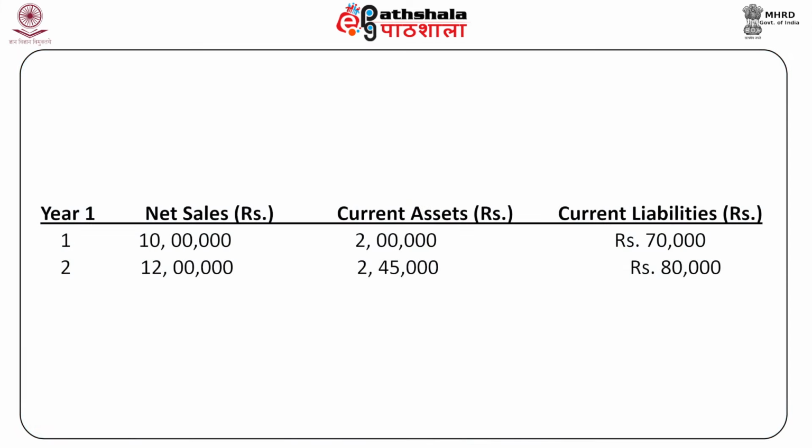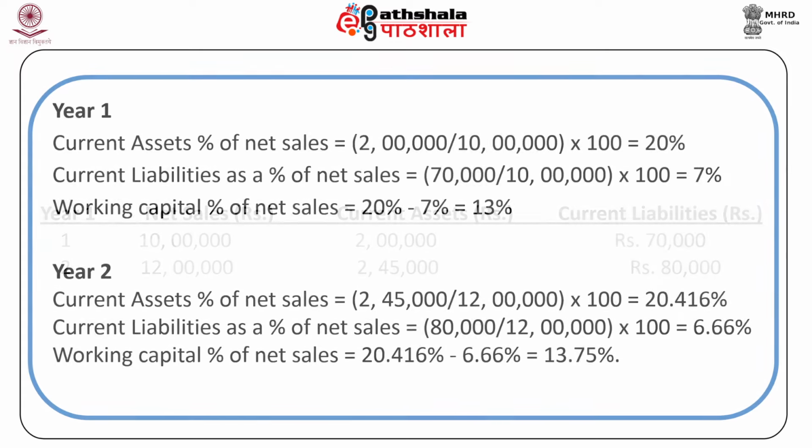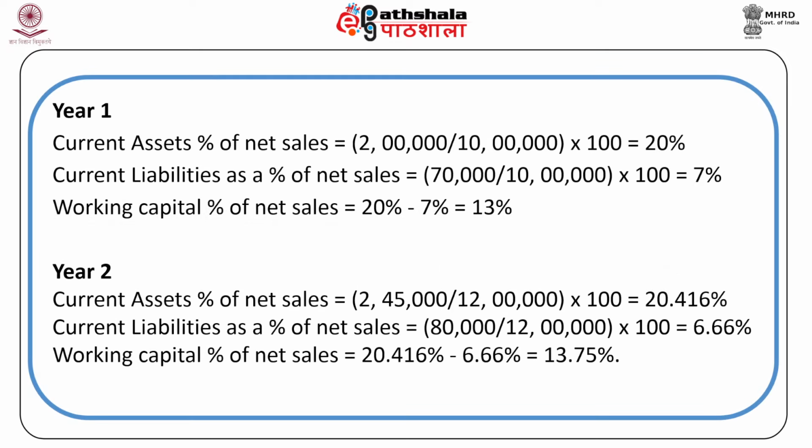The first line shows year, net sales, current assets, current liabilities. In the first year, net sales are 10 lakhs, current assets are 2 lakhs, and current liabilities are 70,000. In year 2, net sales are 12 lakhs, current assets 2,45,000, current liabilities are 80,000. Now let's look at year 1.